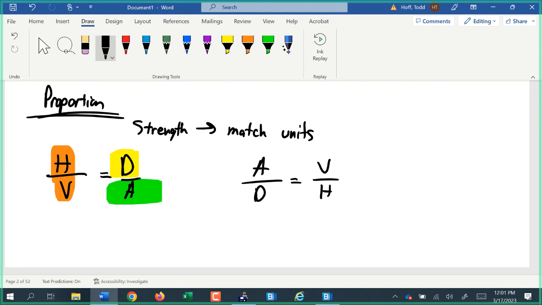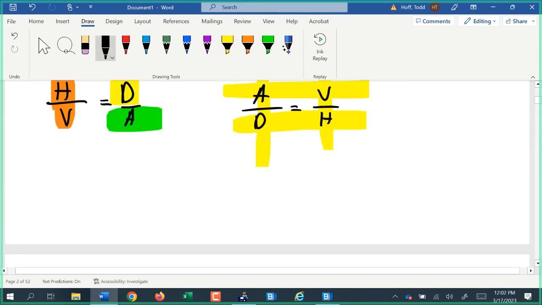And there are at least 2 other ways that formula could be set up that would still work the same. Actually, there's 6 other ways that proportion could be set up that would still work. We either have to match the units side to side like that, or we have to match the units up and down. One of those 2 ways has to match up. So let's go through our examples here. We're going to use this version, by the way.